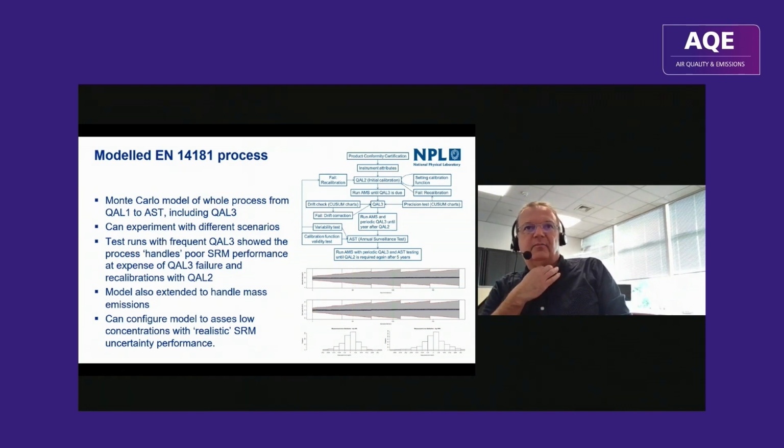One of the other things we've done, and I won't go into this in detail, is look at developing a model which models the whole performance of the quality control process in 14181. So this model includes the steps such as the QAL 3 and the decision as to whether to perform another QAL 2 and calibration, and the annual surveillance test, and whether the instrument passes it. So the entire process is modeled with those decision points. And then we can feed into that model and run it as a Monte Carlo simulation to look at the performance of an instrument, and with different quality levels from the reference method.